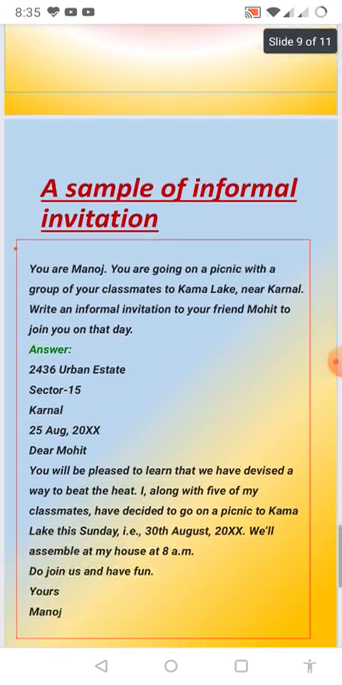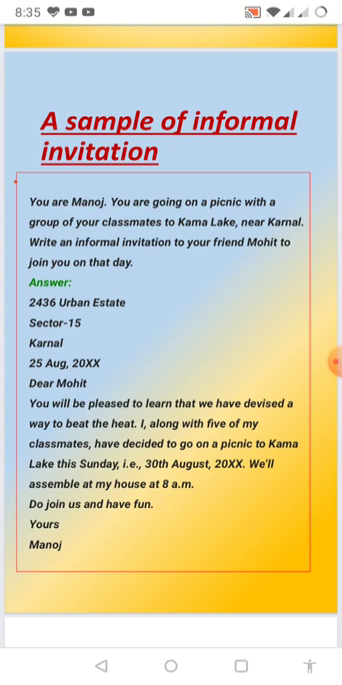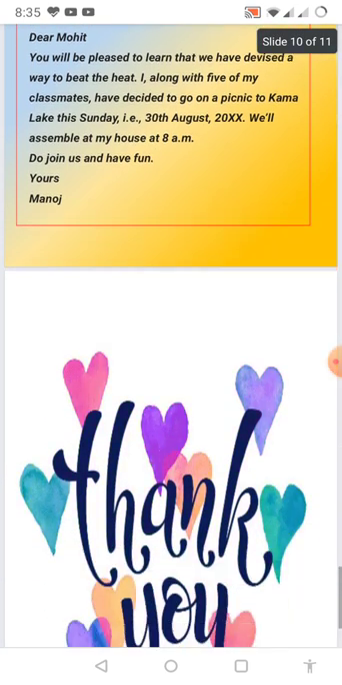Okay, a sample of an informal invitation. You can see the address is written, then the date. Dear Mohit, you will be pleased to learn that we have devised a way to beat the heat. I, along with 5 of my classmates, have decided to go on a picnic to Karma Lake this Sunday, 30th August. We'll assemble at my house at 8 a.m. Do join us and have fun. Yours, Manoj. A simple informal letter.